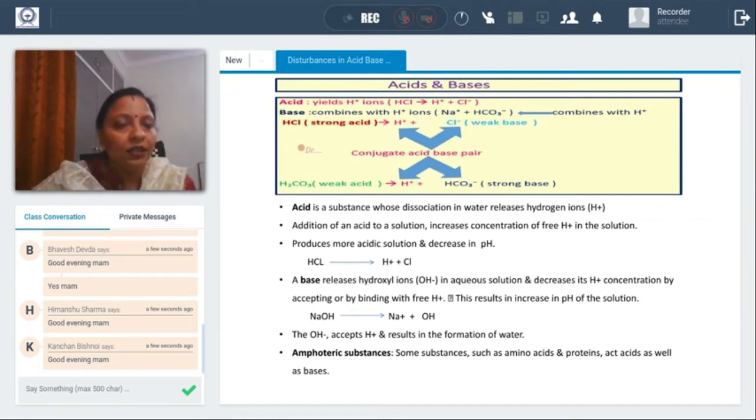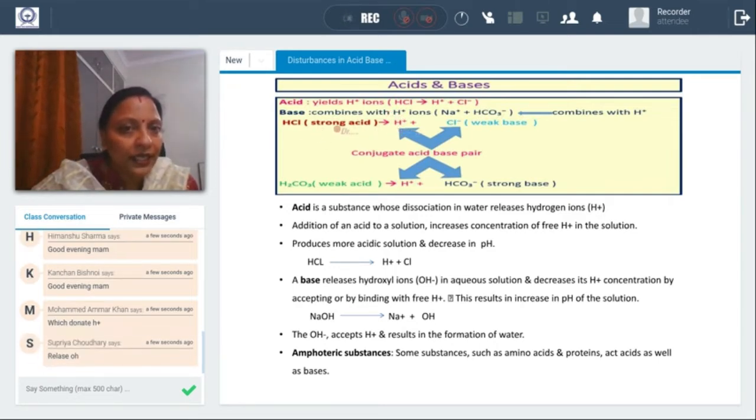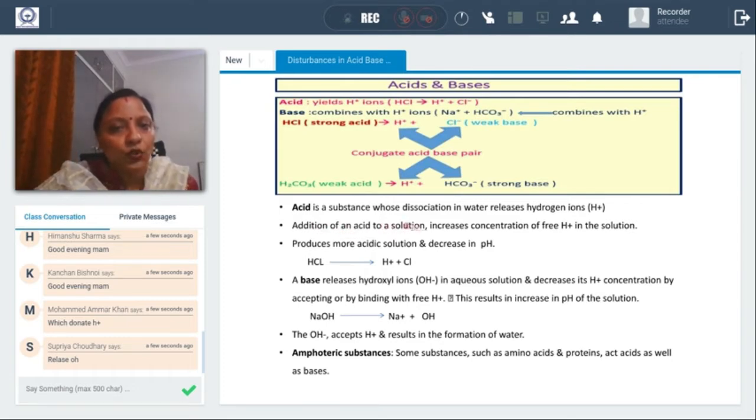What is the definition of acid? Please write in the box. What are the bases? Or we can say alkali, acid and alkali, or acid and bases. By acids we can get hydrogen ions. By bases we can get hydroxyl ions, or we can say they combine with hydrogen ions, H plus. Okay, so acid is a substance whose dissociation in water releases hydrogen ions. Is it clear?